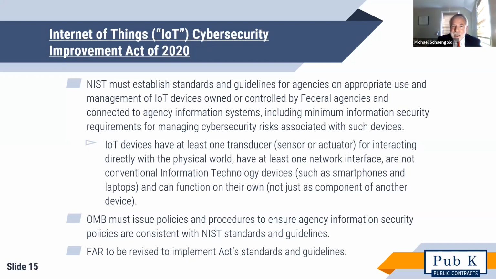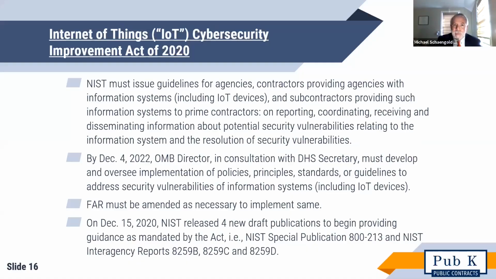Turning, please, to slide 16. NIST must develop and publish guidelines for a contractor or subcontractor providing to an agency an information system, including an IoT device, on one, receiving information about a potential security vulnerability, and two, disseminating information about the resolution of the security vulnerability.